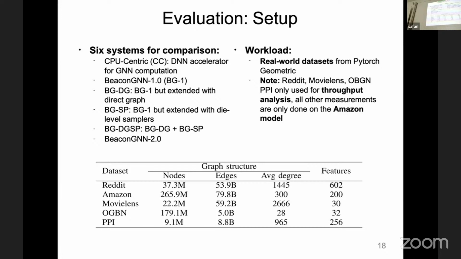For the workload, as I said, they use real-world data sets from PyTorch Geometric. Here they used 5 of those, which are also used in the SmartSage paper back then. What is important to note here, though, is that they only use all 5 of those for the throughput analysis. After the throughput analysis, like the energy analysis, they only use Amazon for some reason. I mean, I will explain the reason later, but it's not a good reason.